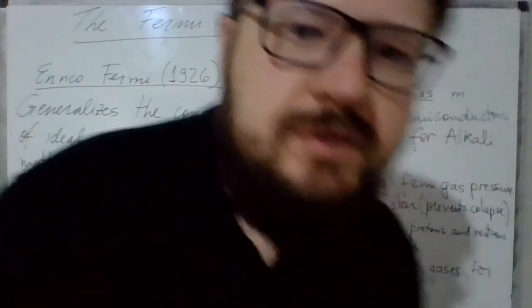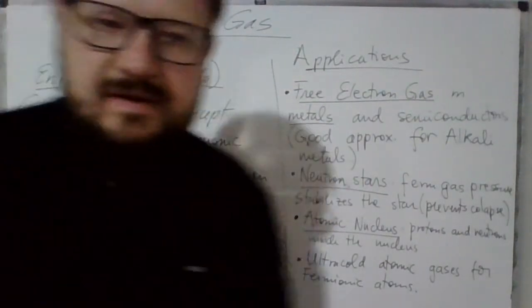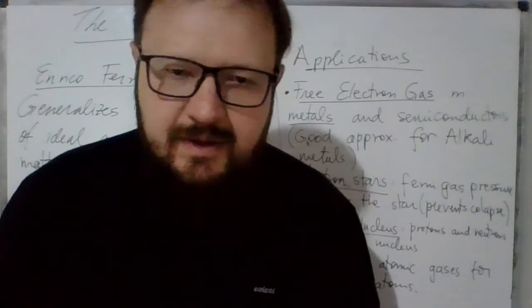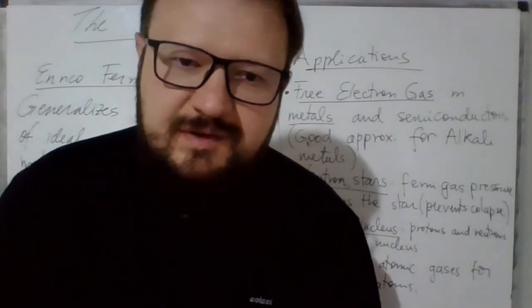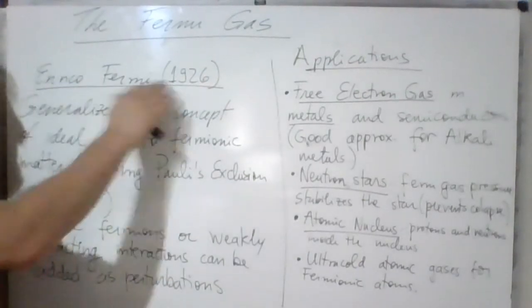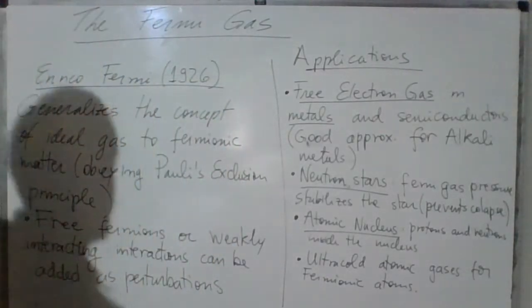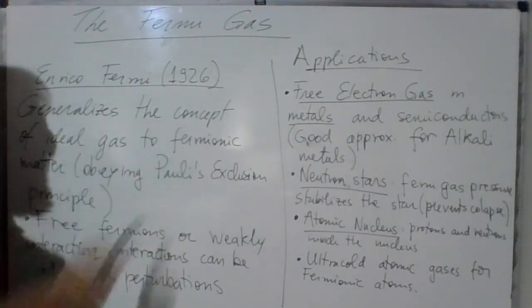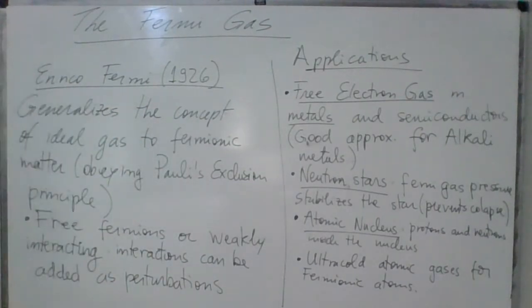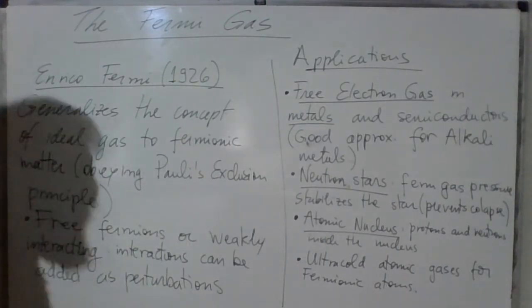In this lecture we will discuss the Fermi gas, which is one of the most fundamental theories in condensed matter physics. It was introduced by Enrico Fermi around 1926, and it generalized the concept of an ideal gas to fermionic matter, which means obeying the Pauli exclusion principle.